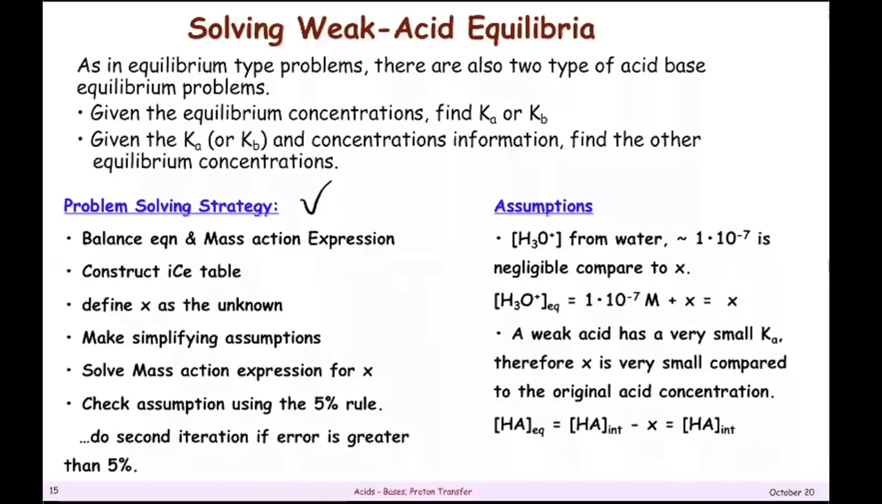And where does that number come from? It comes from water. That number is pretty small compared to the amount of hydrogen that is going to be produced from that weak acid. And so we tend to ignore it. We write it down so that we say we know the chemistry, but then we ignore it in the calculation. Okay. A weak acid has a very small Ka, and therefore X is small compared to the original acid concentration. So you can say that the equilibrium concentration of that acid is approximately equal to the initial concentration. And I'll show you that in this example right here.